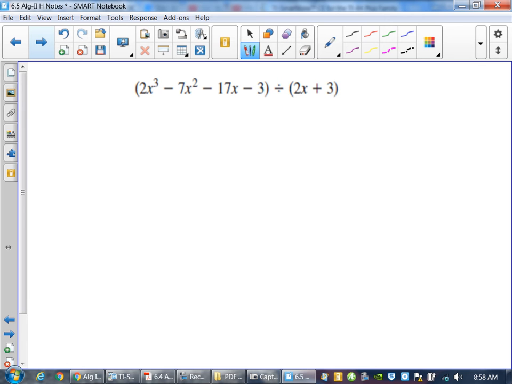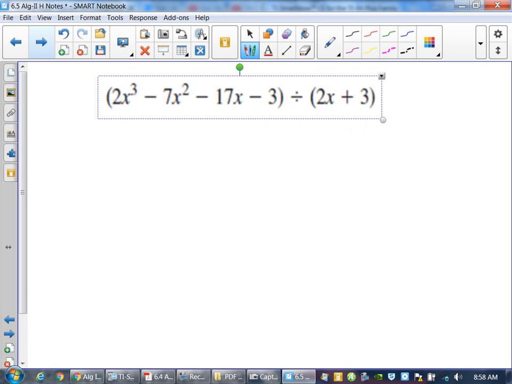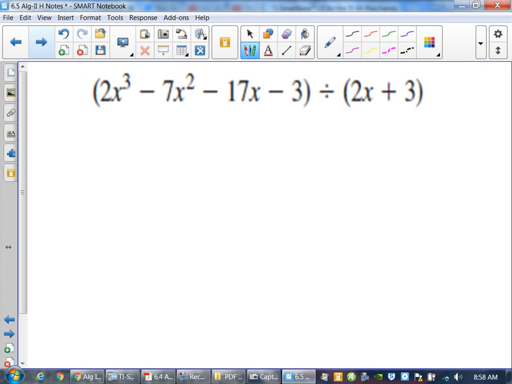So, let's do this. Let's do a division problem with polynomials. And this is long division. Now, here's what I want you guys to do. The book always writes down division problems the old-fashioned way. What I want you to do is write it out like you would a long division problem. The 2x plus 3 into 2x cubed.